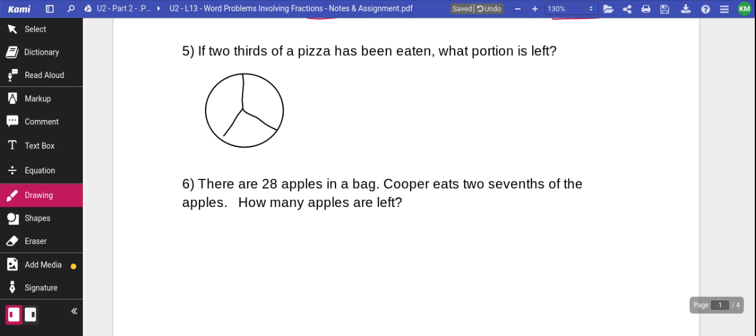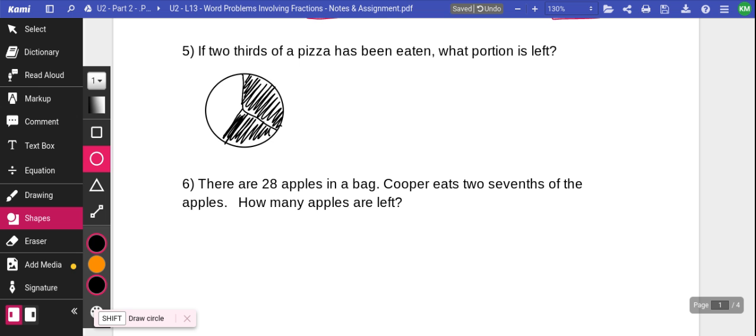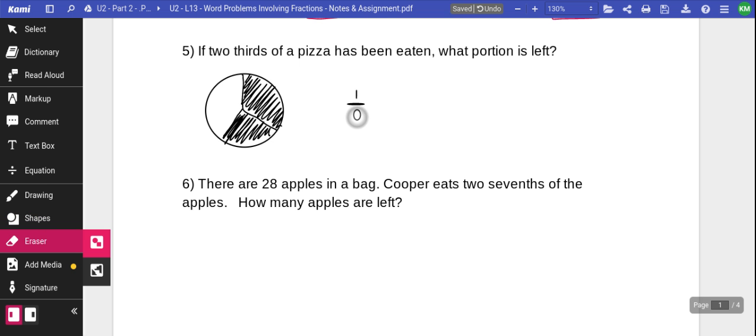And then I got hungry, and I ate this third. And then I ate this third. How many of the pieces are left? 1/3. So we would say 1/3 is remaining.